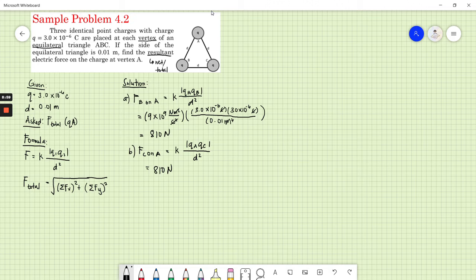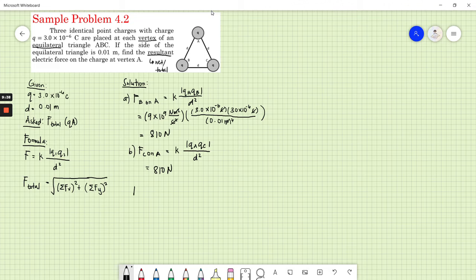So easy enough, right? So why is it 810 newtons? It's because basically it's all the same values. We are using the same D as we use in FB on A. We're also using all the same values for QA and QC. And we're using the same constant value for K, so we end up with the same exact number. So that's how we find the force that QB exerts on QA and QC exerts on QA. So now that we were able to find the force, let's now find the total or the resultant electric force.